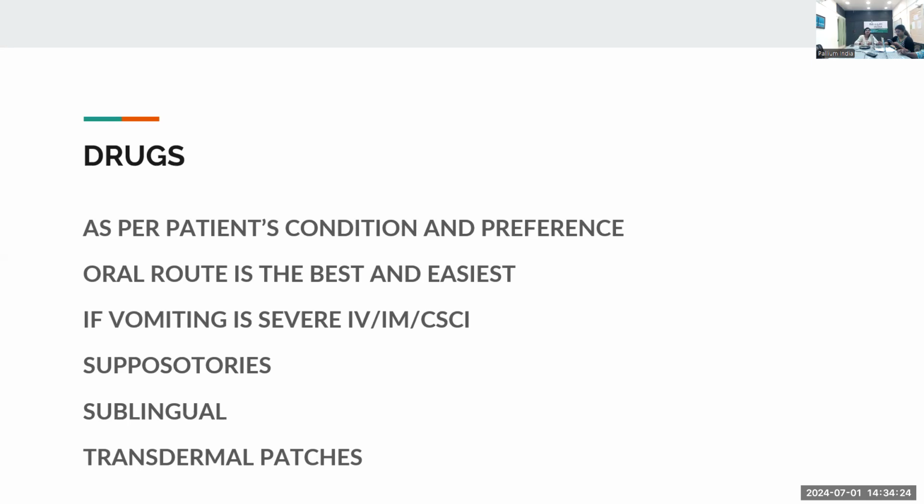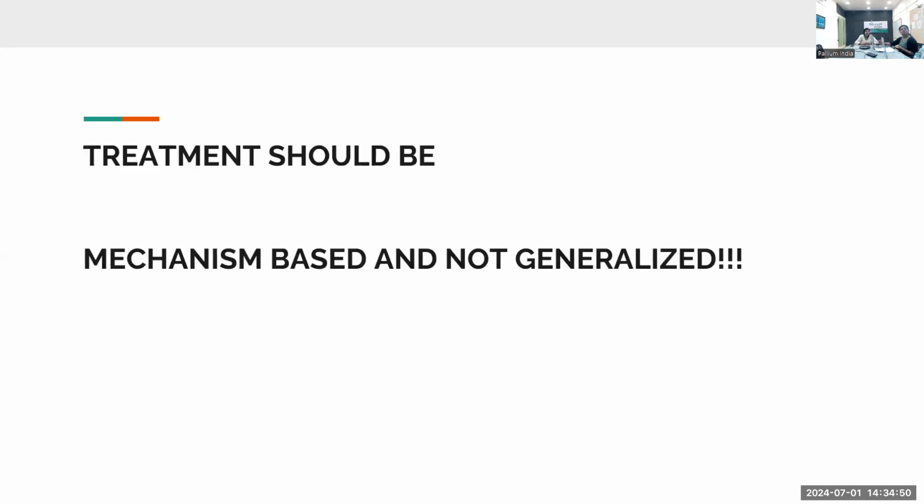But if the vomiting is severe, he cannot take anything orally. He's vomiting out everything. He's not even able to take a single spoon of water. Then we can advise him to give the IV route. Suppository, sublingual, transdermal patches are also available, but that's not very commonly used. So oral route is the best and easiest. Encourage the patient to take it like that. Next. So here comes our key point. Treatment should always be based on mechanism and it should not be generalized. I'm stressing on that point again and again.